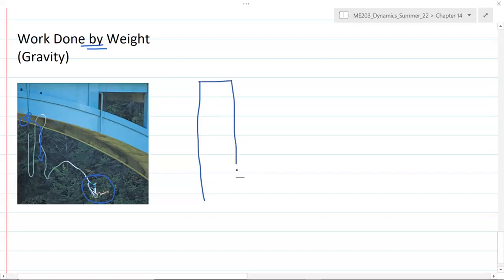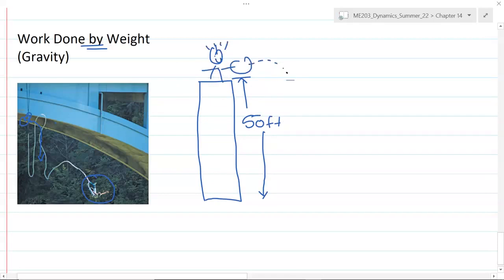So let's look at another example. Say this is a 50-foot tall building, and a person throws an object from this 50-foot tall building, and the object hits the ground. The object weighs 5 pounds. So the person throws an object which weighs 5 pounds from a 50-foot tall building, and it hits the ground. What is the work done by gravity during this motion?